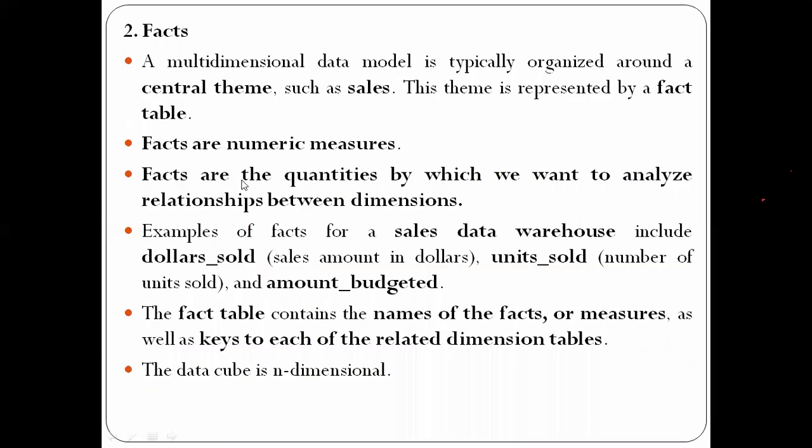Now coming to the second element, that is the facts. Normally, if you consider any multidimensional data model, it will be organized around one central theme, that is sales. So whichever data warehouse you consider, what data is stored in it? Data about the sales theme. So this theme we call a fact table.